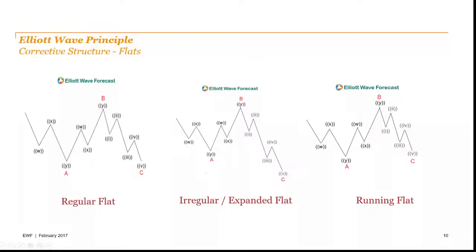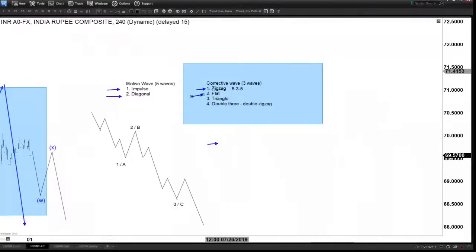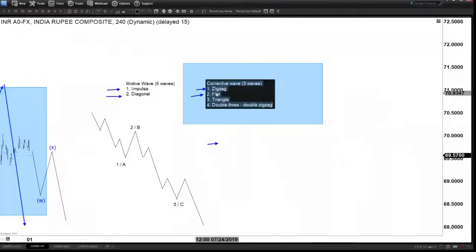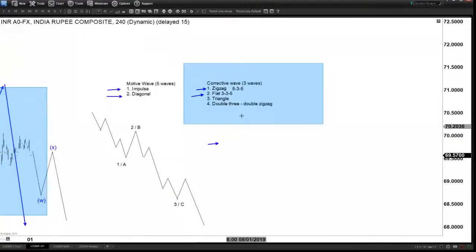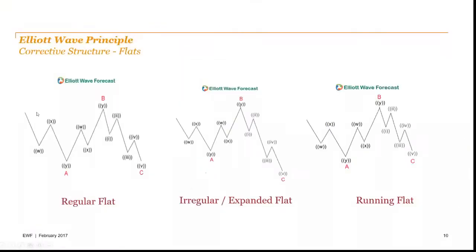If a zigzag, it's a 5, 3, 5, right? Now in a flat, the B is almost breaking the beginning of the A. This one is almost like a 100% retest of the whole A. Okay, in the expanded flat, the B actually breaks above or below the beginning of wave A, right? A flat can be another way also. This is in a bullish market or bearish market.